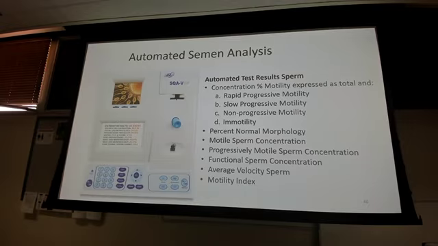And then this is just showing an example of automated semen analysis. You may have a little piece of equipment in your clinic, and these are just some of the tests that it runs. So, percentage, the concentration, functions, velocity, stuff like that.